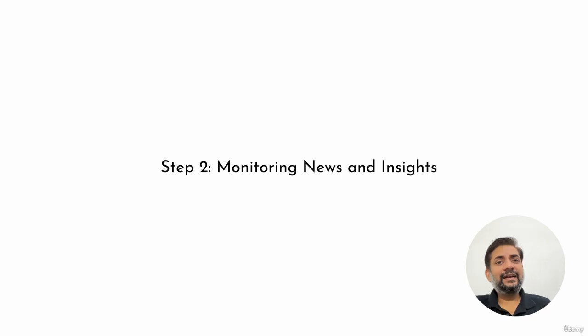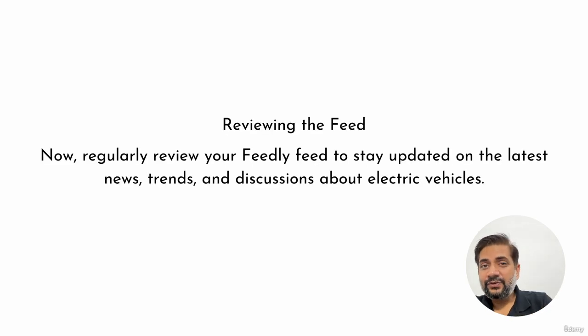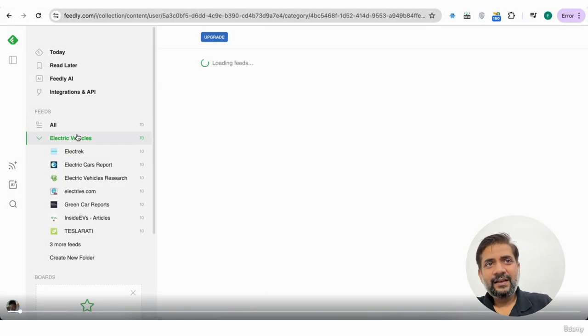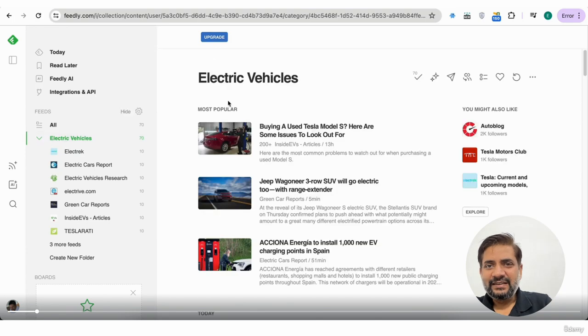Now, once we have added all of those things in a folder, I would want to monitor the news and the insights. How do I do that? Regularly reviewing your feed to stay updated on the latest news, trends, and discussions about electric vehicles. How do we do that? So when we click on the folder electric vehicles, all the recent feeds get populated here.